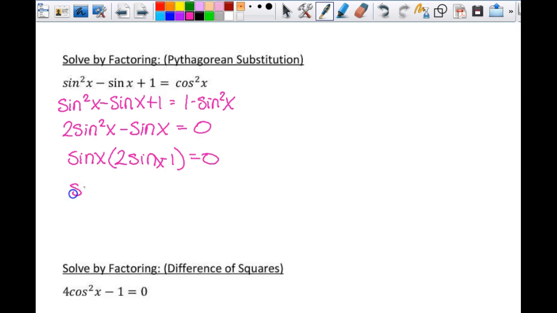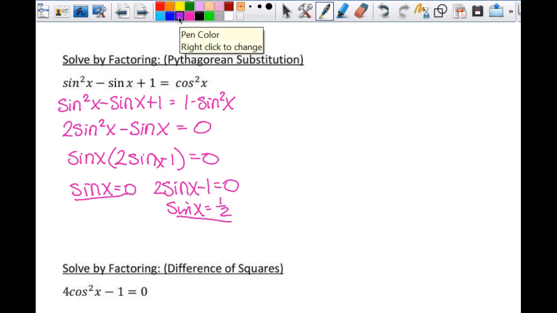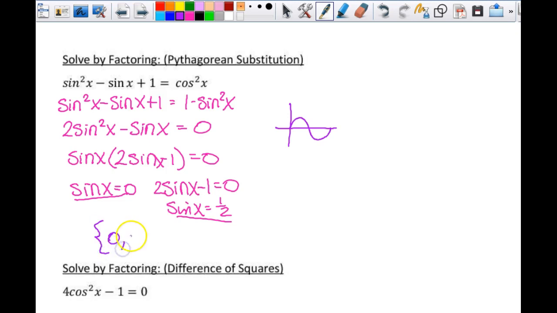So now sine x equals 0, and 2 sine x minus 1 equals 0. So we're good here. This needs to become sine x equals 1/2. Okay, so those are the two things I'm looking at to solve. Here's my sine function. How many times does sine equal 0? 3. Okay, so my 3 answers for that part are 0, pi, and 2 pi.